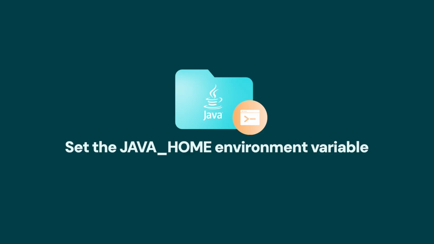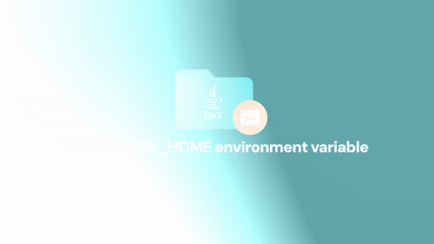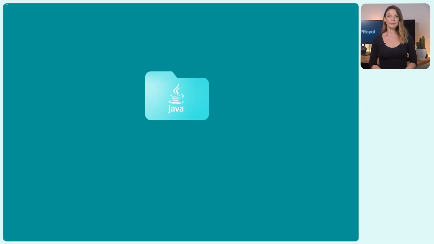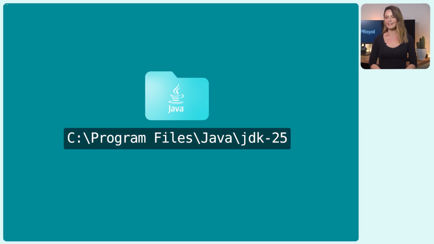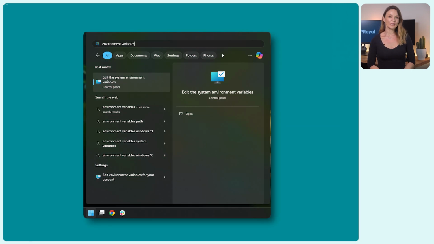Now, let's set the Java home environment variable. This is important because it tells Norconex where Java is installed. Go to the folder where your Java Development Kit was installed and copy the full path. It should look something like this. Then, click the Windows icon and type Environment Variables in the search bar. Select Edit Environment Variables for your account.